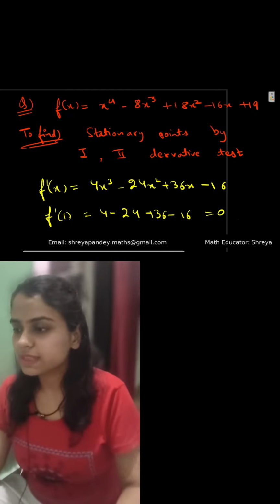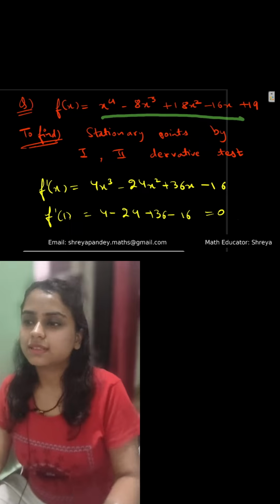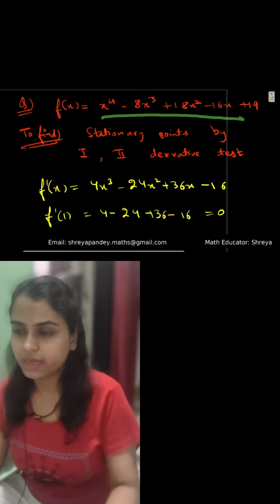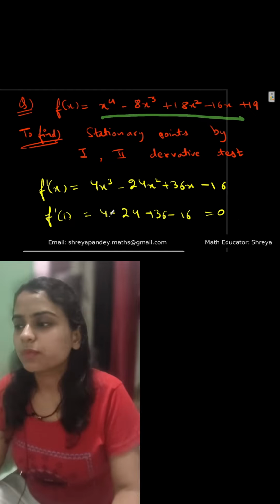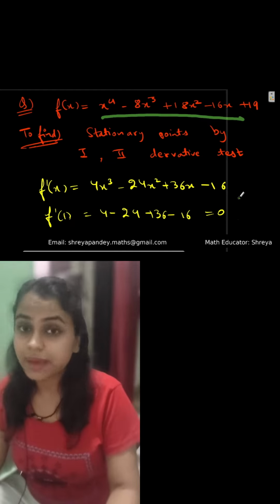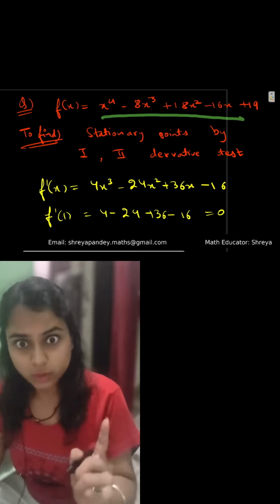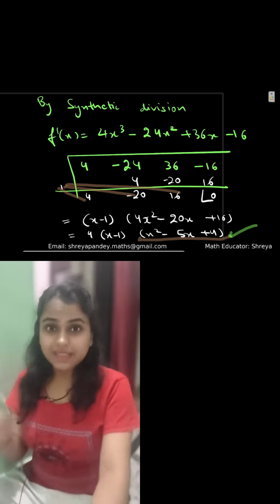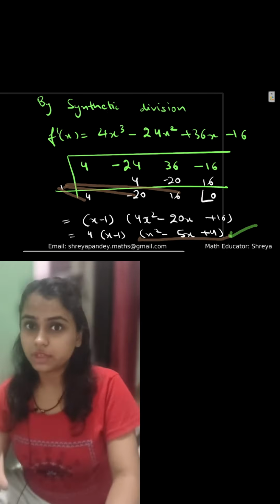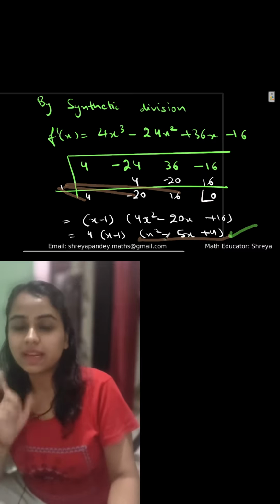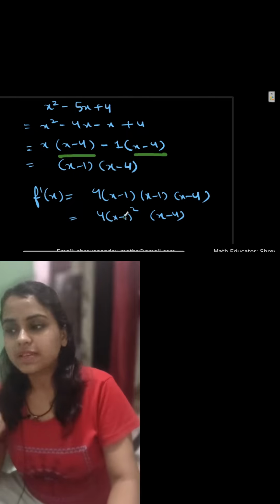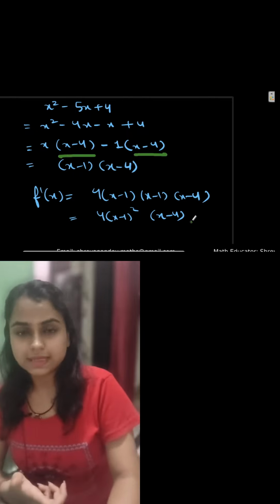So your f of x is a biquadratic function, and now we are finding the stationary point by the first and the second derivative test. So we have found the first derivative, it's a cubic, and by inspection we are able to see that f of 1 is equal to 0. If f of 1 is equal to 0, then by synthetic division, you can check my other videos for its proper explanation, you get that it splits into x minus 1 and this quadratic, which is further factorized as 4(x minus 1) to the power of 2 (x minus 4).